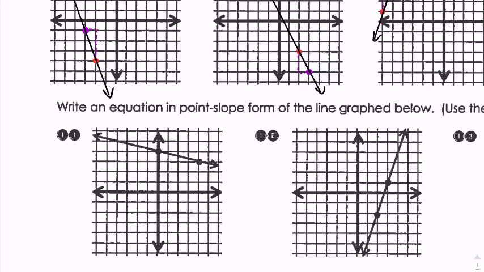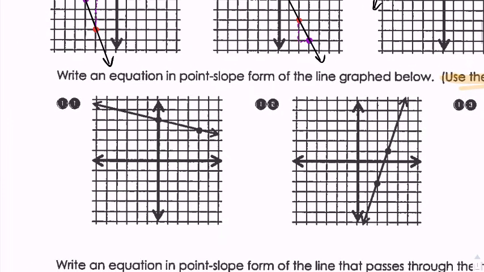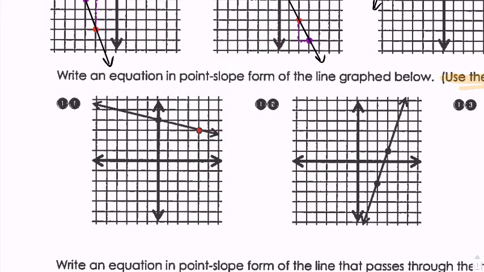Now here, write an equation given the graph, okay? And it says use the right-hand point, okay? So here, to write the equation, we need to know the coordinates of that point right there. And that is at 1, 2, 3, 4, and 1, 2, 3. So at the point 4, 3. So that means x1 equals 4, y1 equals 3.